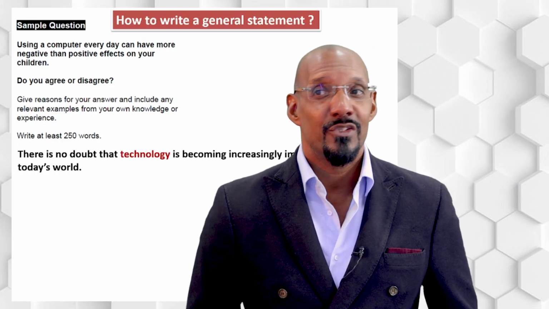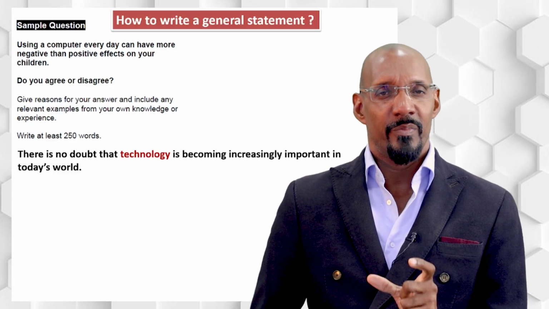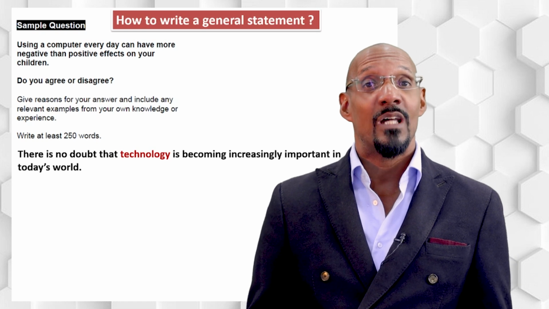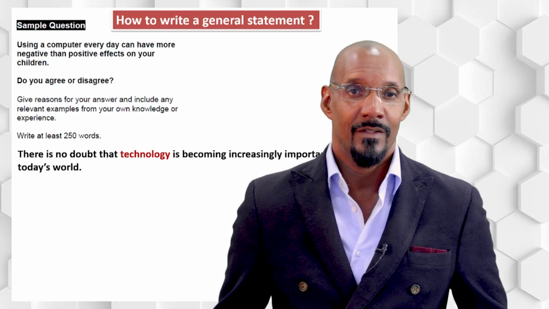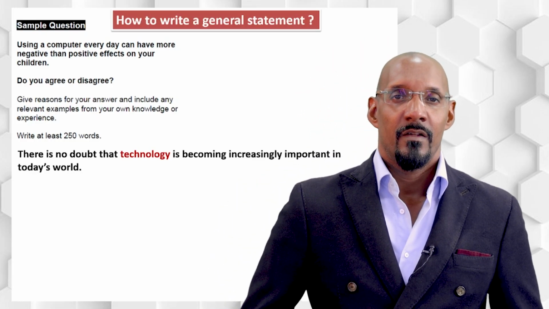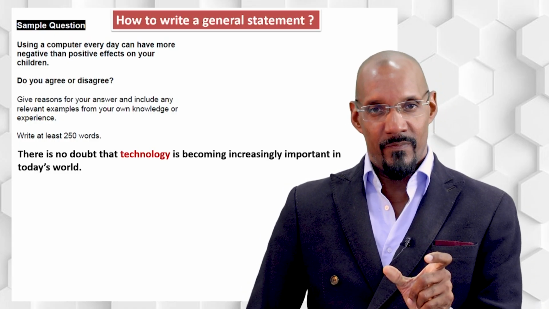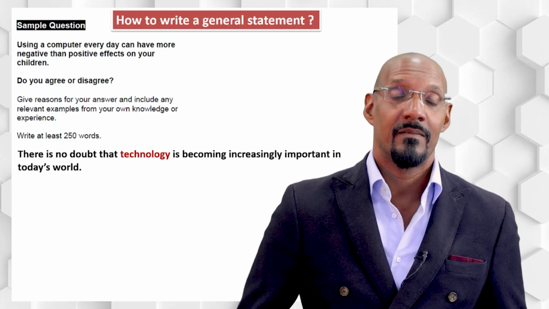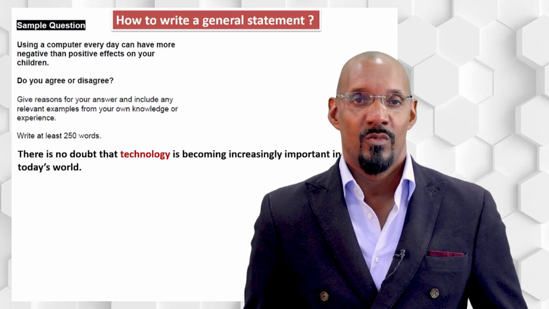There is no doubt that technology is becoming increasingly important in today's world. So notice the question is about computers having more positive and negative effects, but we begin with technology. Now, there are a number of different types of technologies, right? But we first want to begin with the idea of technology, because that is how we write a general statement. So a good strategy is to take one or two of these phrases, memorize them, and write them at the very beginning of your essay and plug in the topic that you want to discuss.